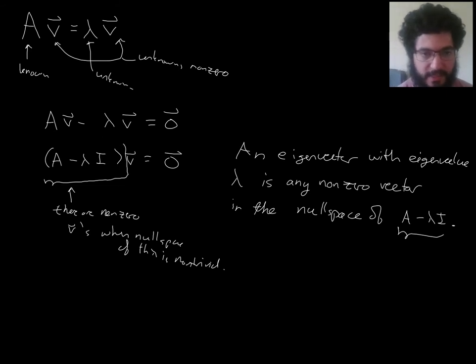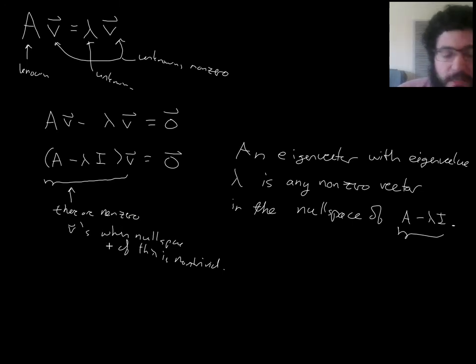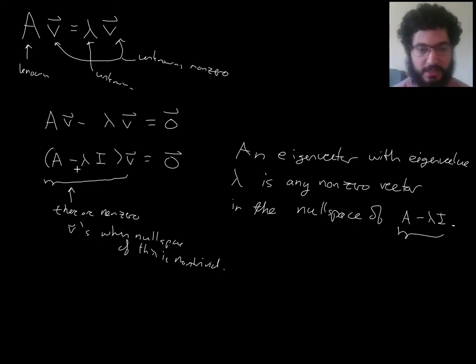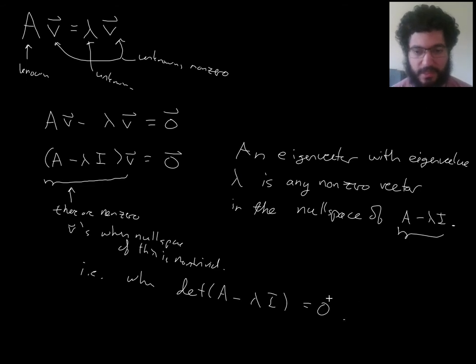And when is the null space of this thing non-trivial? When its determinant is 0, right? That's a good criterion for when the null space is non-trivial, i.e., when the determinant of this matrix is 0. And just like that, we've gotten rid of the v.